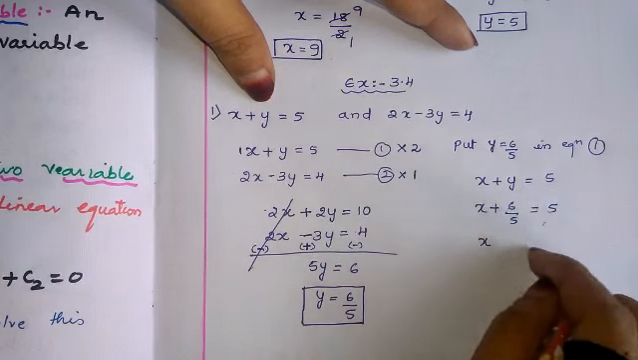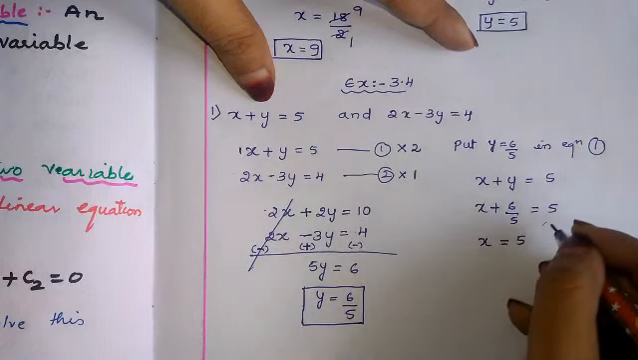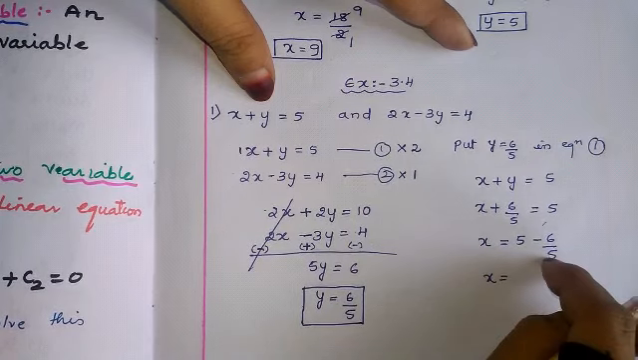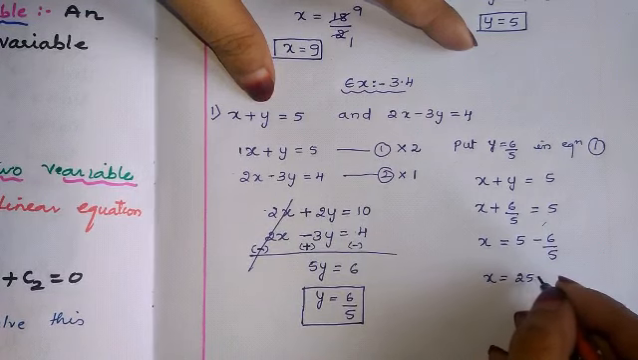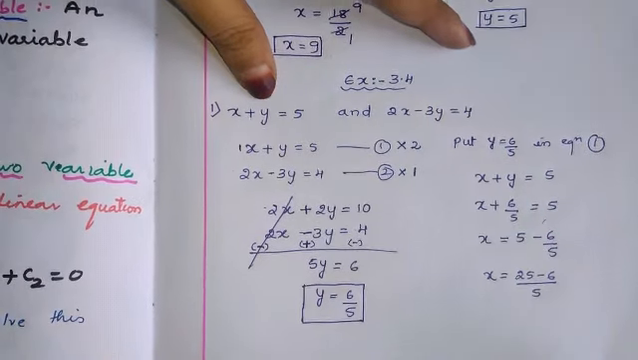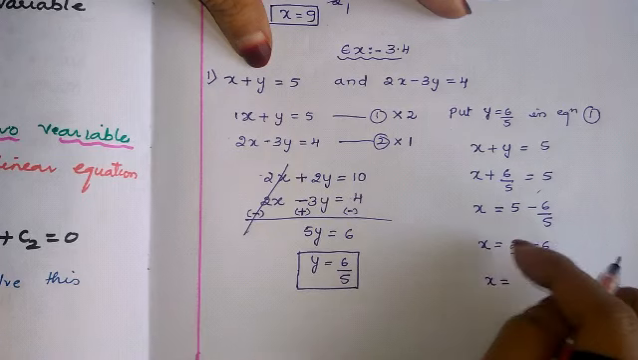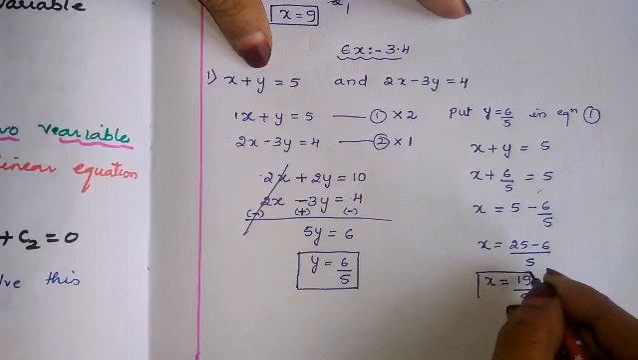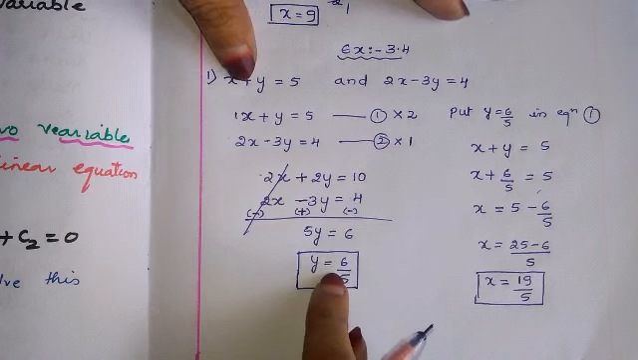So I'll take this 6 by 5 this side. It becomes minus 5 as it is, plus 6 by 5, if I take this side, minus 6 by 5. So x is equal to, now this 5 we have to multiply here. 5 5s are 25 minus 6, by complete 5. Why? Because we have multiplied here. So x is equal to 25 minus 6, which is nothing but 19, by 5. So we got the value of x, that is 19 by 5, and we got the value of y, 6 by 5.